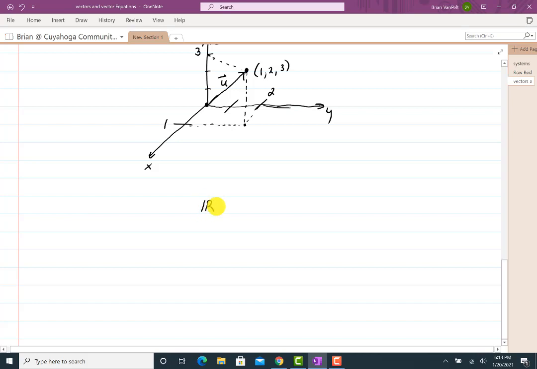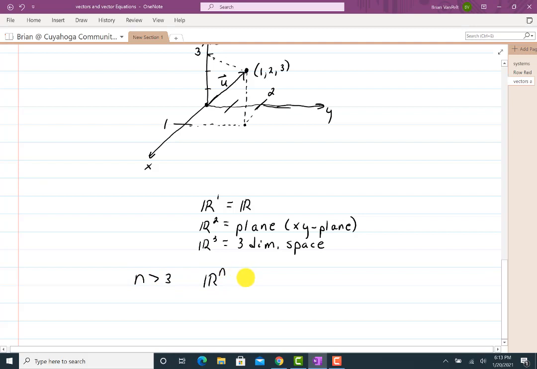Of course, let me put some things down. R1 is the same as R, the real numbers. R squared is the plane, the xy plane, in fact. R cubed is what I call three-dimensional space. This is the world we operate in. And when n is greater than 3, R to the n cannot be visualized.